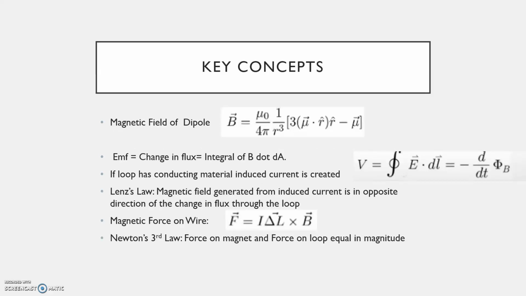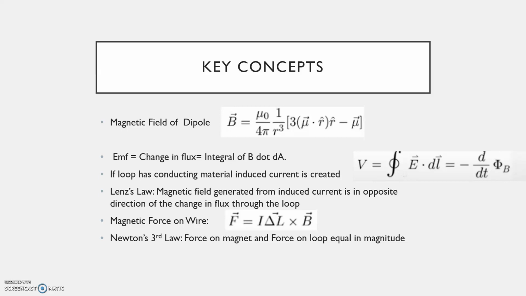The key concepts are the magnetic field of a dipole, whose formula is shown on the right, and that EMF is equal to the change in flux, which is equal to the integral of the magnetic field dot product with dA, an application of which is shown on the right.